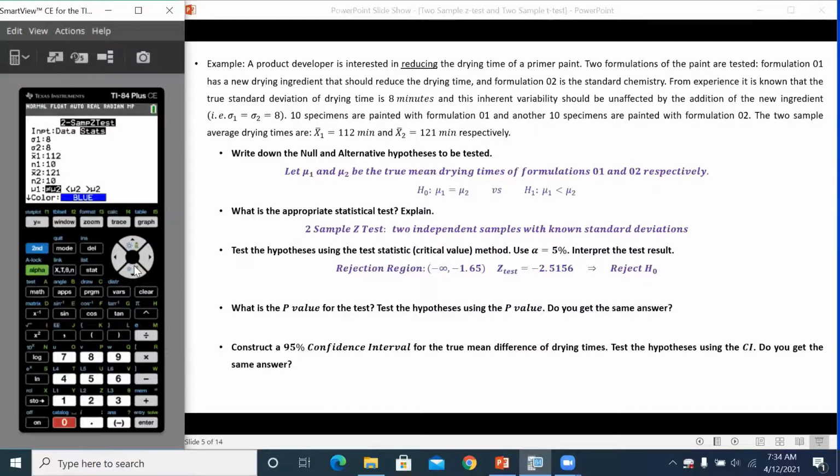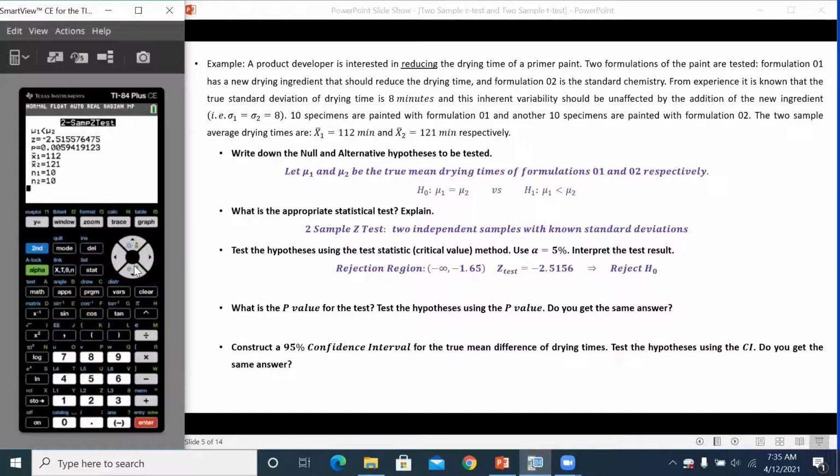And then we have to select the correct alternative. This is a left-sided test. Therefore, select mu1 is lesser than mu2, the one in the middle. After selecting the test, make sure to hit enter. If you do not correctly select the alternative, your p-value will be affected. Skip color and then select calculate and then hit enter.